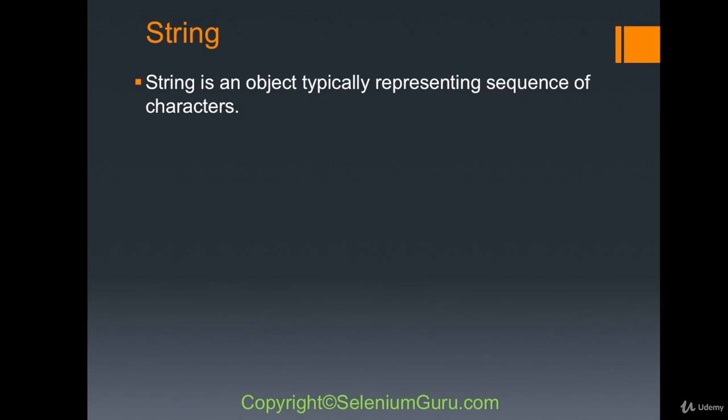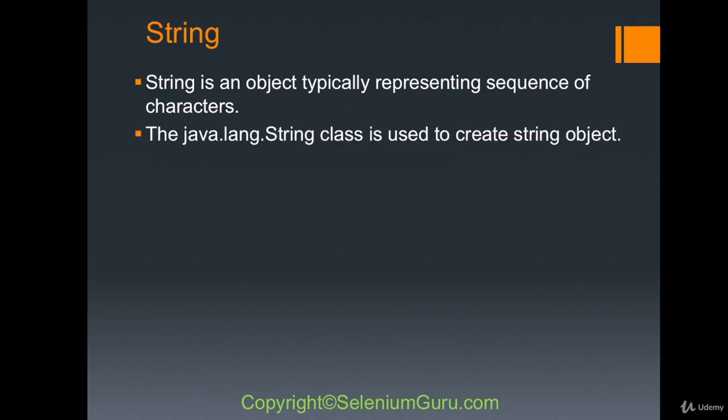In its very simplest form, string is basically characters, right? If you have a lot of characters, you would probably call it a string. For instance, your name is also a string because normally your name is a sequence of characters. The java.lang.String class is used to create a string object. You don't have to understand what that means, but basically in order to create a string, you're going to use this java.lang.String class of Java.